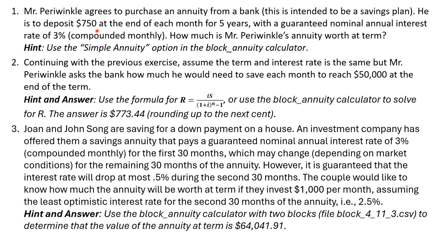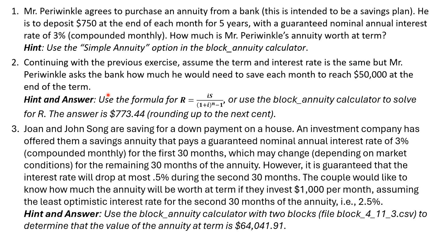Let's say that the term and interest rate is the same, but Mr. Periwinkle asked the bank how much he would need to save each month to reach $50,000. It turns out the answer in number 1 is a little bit less than $50,000, so maybe he's interested in this particular number.